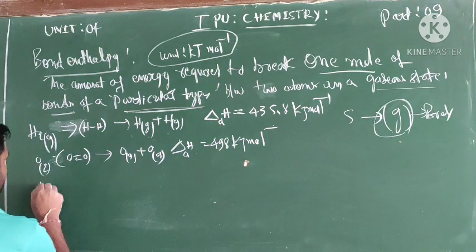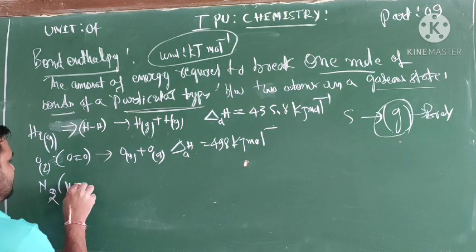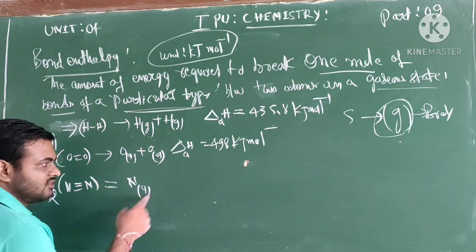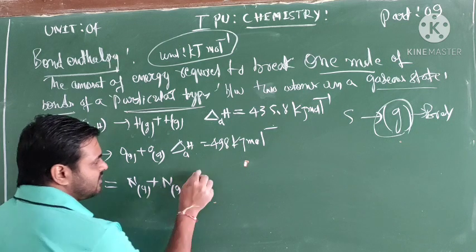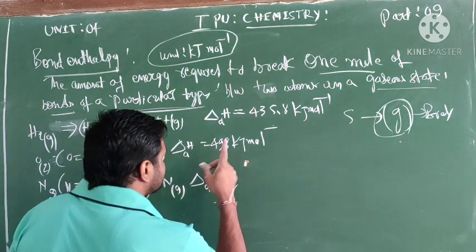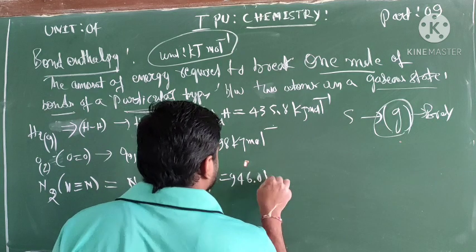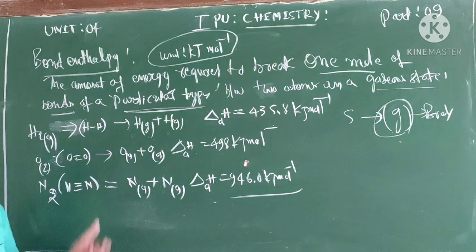Okay, take one more, the nitrogen molecule, N triple bond N. 1 mole of nitrogen gas breaks to give gaseous nitrogen atoms, and how much does it need? 946.0 kilojoules per mole. So just observe these 3 examples.